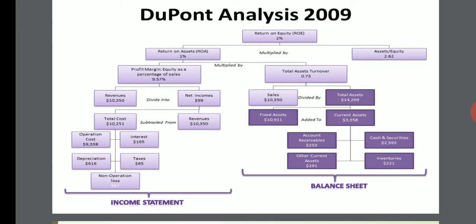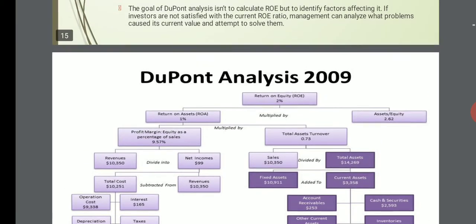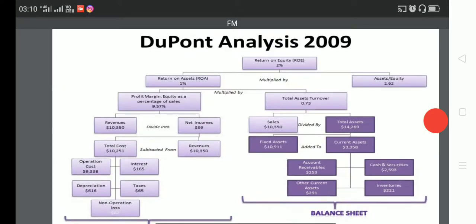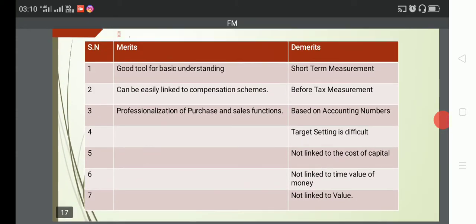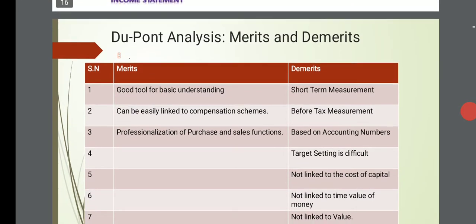Return on equity is made up of return on asset and asset upon equity. Return on asset again, so it's just a bit complicated. Go for this slide only, don't go for this one then. Next one is DuPont Analysis Merits and Demerits.